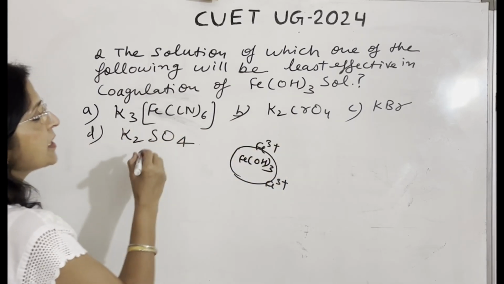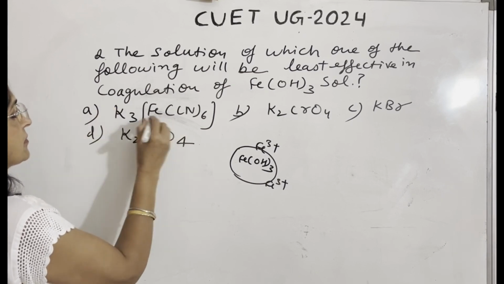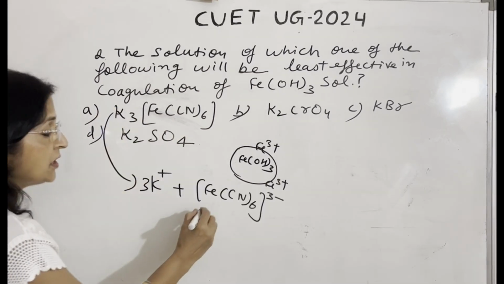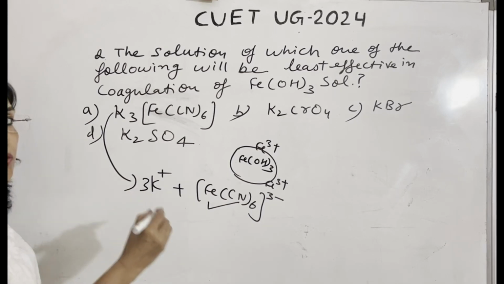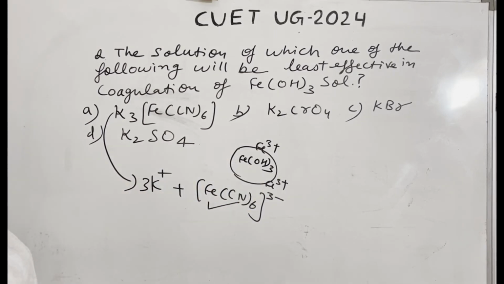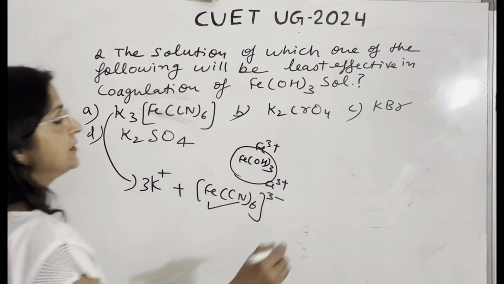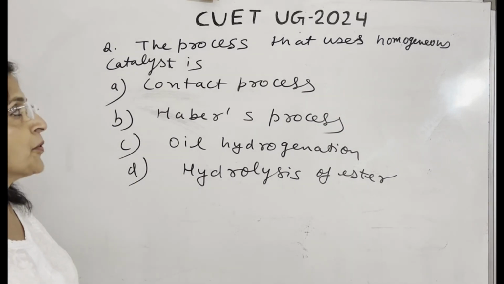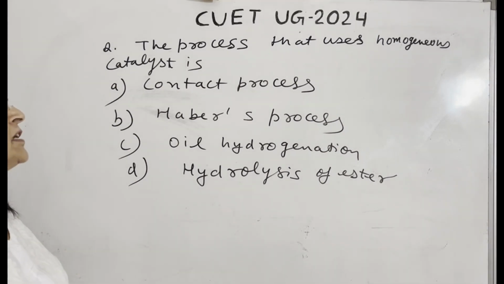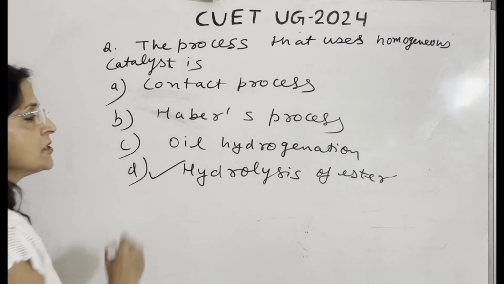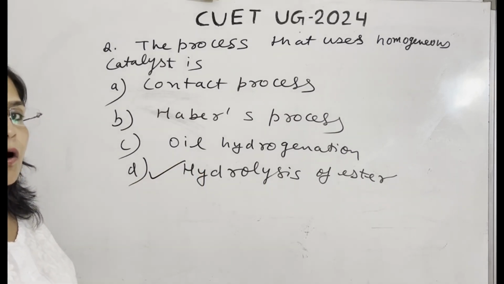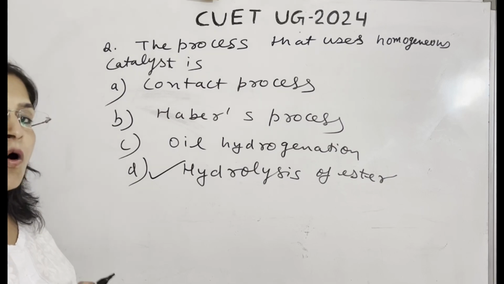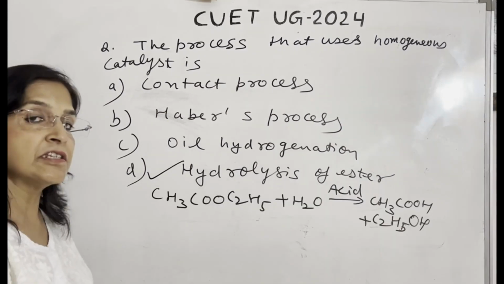तो इन 4 केसेस के अंदर देखिए, in this case it will ionize to give, so this anion will coagulate readily ferric hydroxide salt, and least effective will be the one which is having least negative charge, and that is KBr. So answer will be KBr. Next question, the process that uses homogeneous catalyst is hydrolysis of ester. In this, reactants, products and catalysts all are in same physical state, that is liquid state.